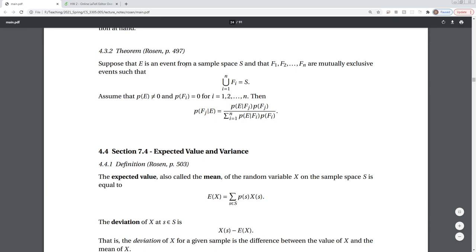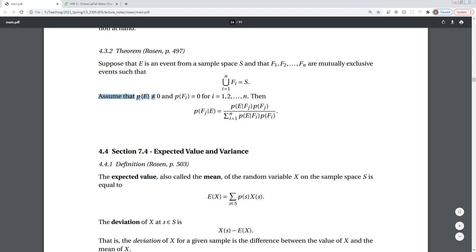So then the next theorem: suppose that E is an event from a sample space S, and F1, F2, all the way up to Fn are mutually exclusive events such that their union is equal to the sample space S, right? So S is all of these events. So these are the separate possibilities, right? You can look at F as the faces of a die, right?